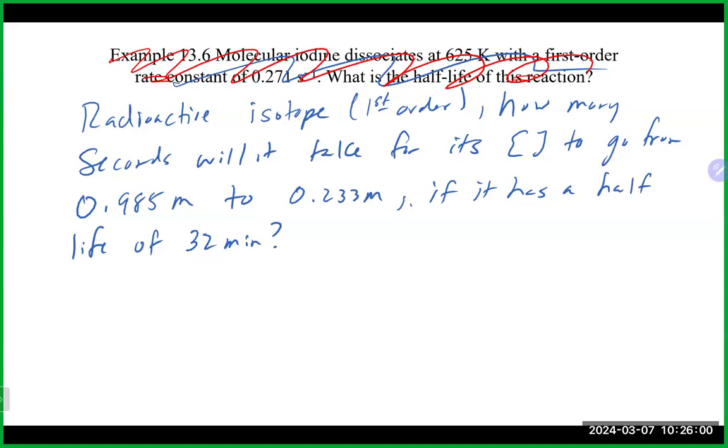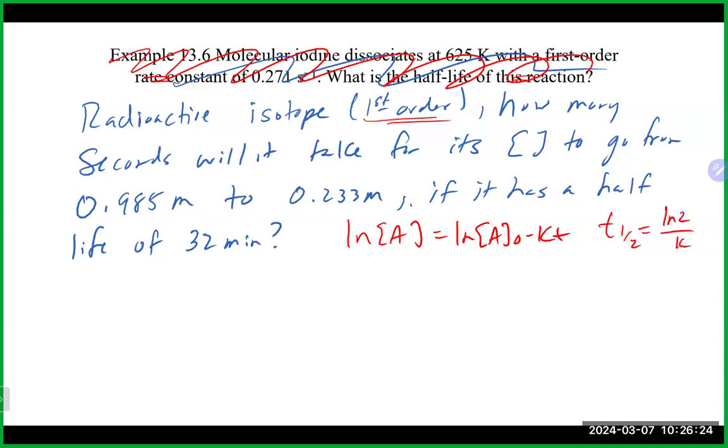Let's see. All right, so all radioactive decay, as we'll talk about when we get to nuclear chemistry, does follow first order kinetics. So we do know we're going to use our natural log of A is equal to natural log of A naught minus kt. I see something about a half-life, so I'm going to throw my half-life equation in there as well.